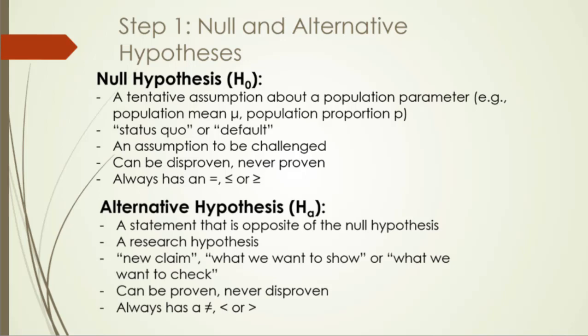The alternative is written as HA. It is the opposite of H0. It is a new claim that we want to prove. We are looking for evidence to prove the alternative HA, meaning reject the null. HA never has an equal sign. It will have either a less than, a greater than, or a not equal to sign. Between them, the null and alternative are mutually exclusive and exhaustive. One of them must be true, and they can't both be true.